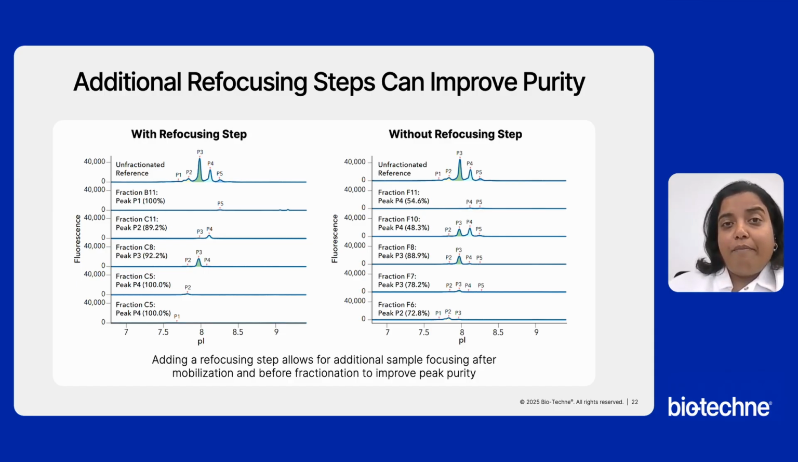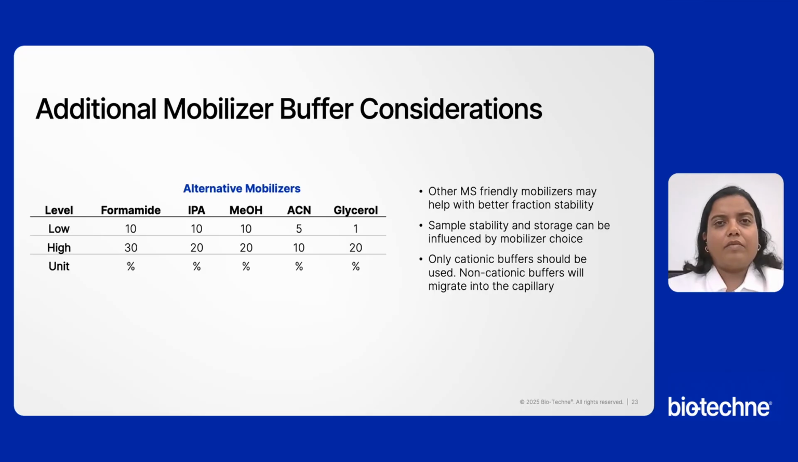Running fractions for a mAb on Maurice icIEF at 20-second fluorescent exposure showed better charge variant peak purity when using refocusing versus without refocusing. The percent purity is shown for the most abundant charge variants in the representative fractions in the figure below. Those were the key steps that need to be considered when optimizing your MauriceFlex fractionation run.